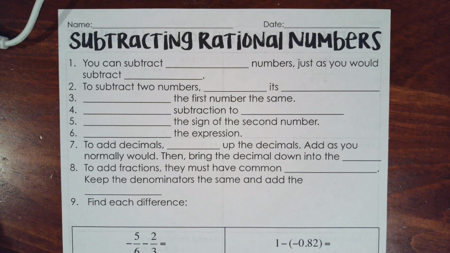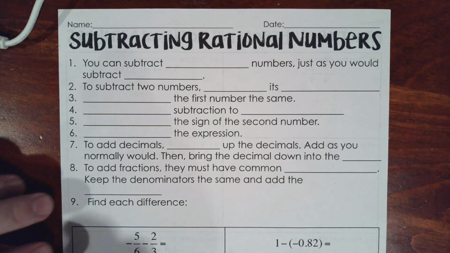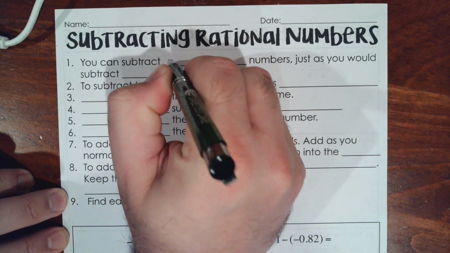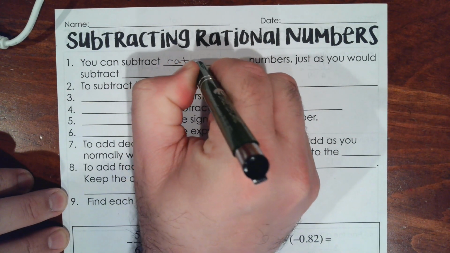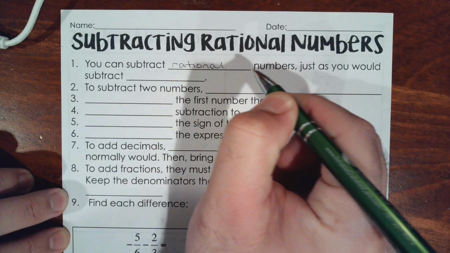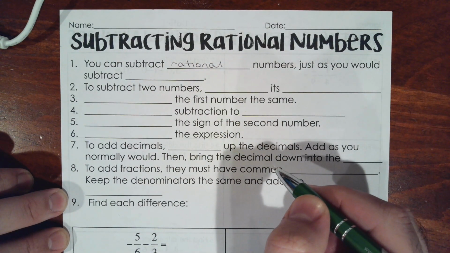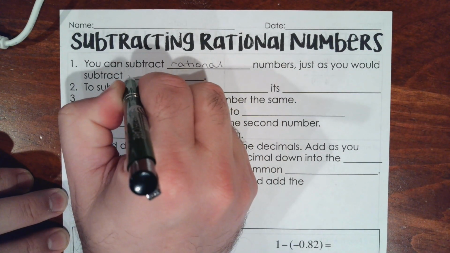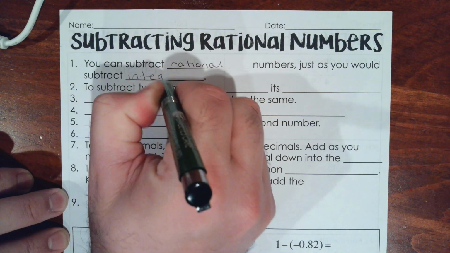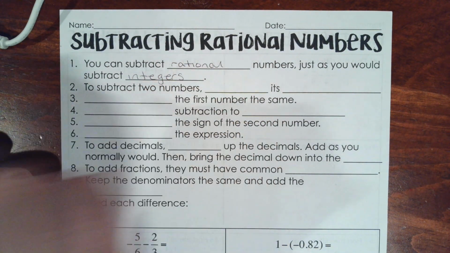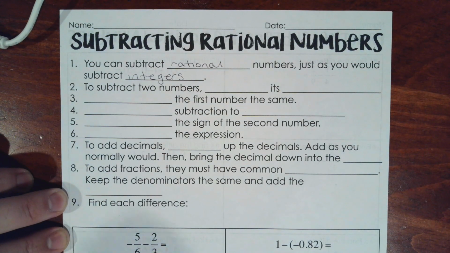Everyone. Today we're going to talk about subtracting rational numbers and how that is very similar to adding rational numbers. To get us started, we can subtract rational numbers just as you would subtract integers. That's why we study integers first.